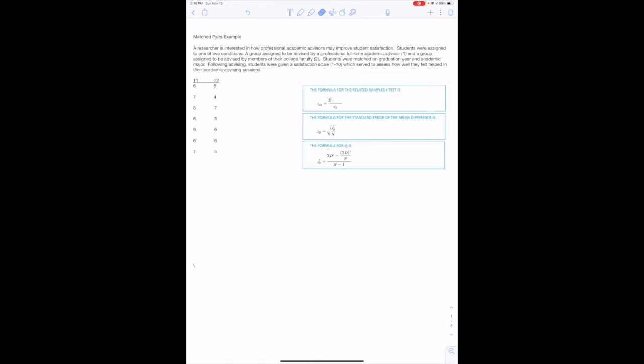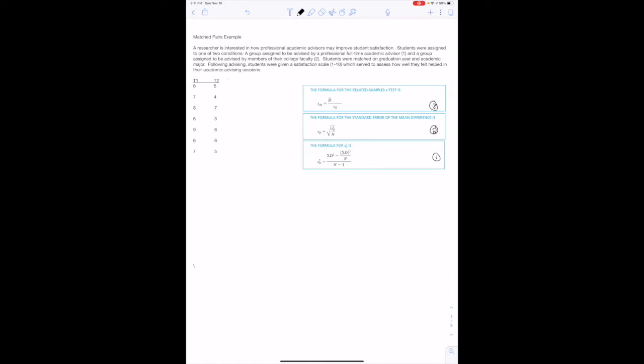I just want to walk you through the analysis, but what I've done is I've given you the three formulas that you need, and we do them in the reverse order that I have them listed here. So we start at the bottom and work our way up. What we're going to do is calculate the variance of the difference, which is how varied the difference scores are across the pairs.